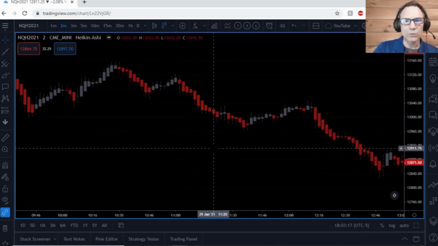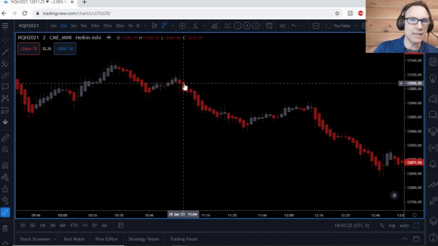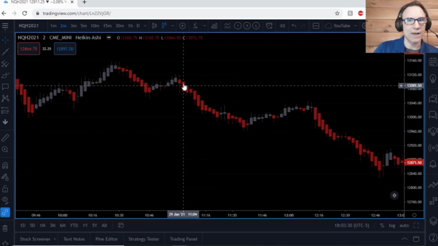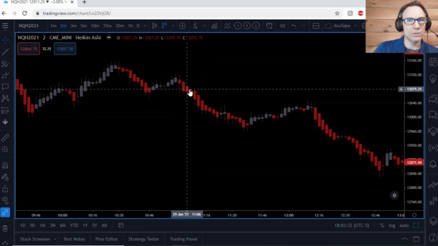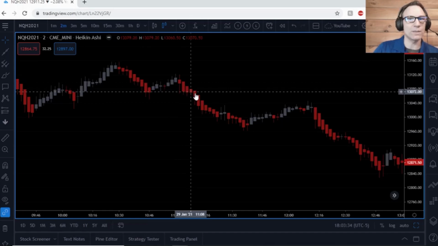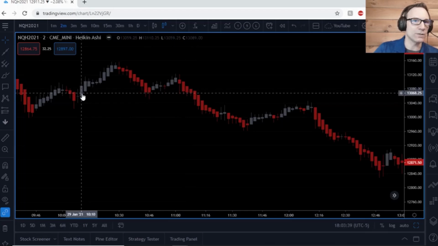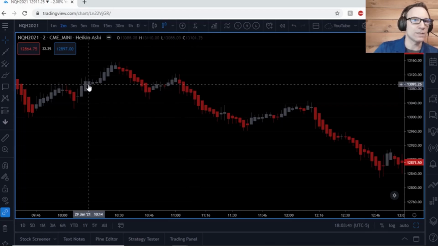What does it look like, and why are they different from traditional candles? First thing you notice is that the open is always halfway between the open and close of the previous candle. This one is halfway between here, this one is halfway between here, this is halfway between here, and so on. And that goes for up as well. We have this candle, the open price is here. This candle, the opening price is halfway between this open and close.